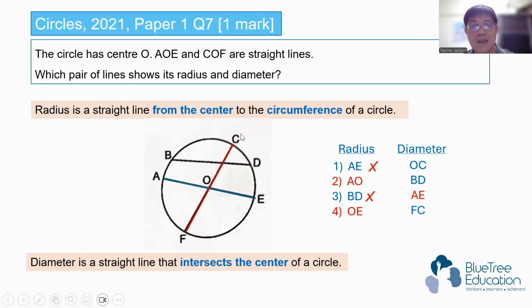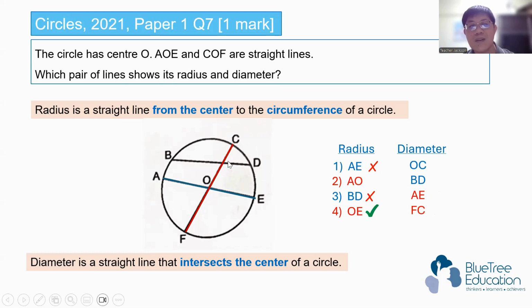So FC here, right? FC is from one end of the circumference to the other end of the circumference. Does it cut through the center? Yes, it does. So this is a diameter also. If you check the options, what do we have? We have AE here, and FC here, which is the diameter, right? How about the rest? The rest, no.